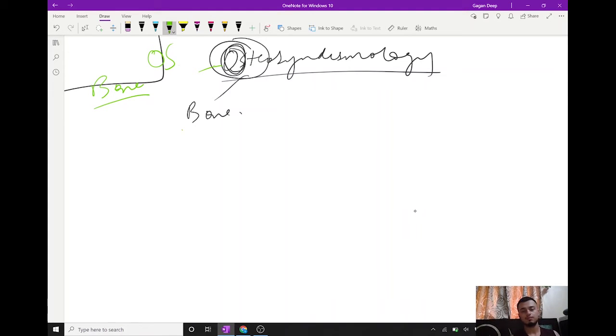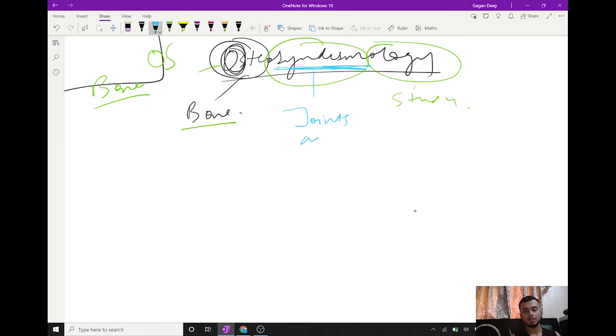Now, osteo is bone. Anything ending with logy is definitely a study. And what is syndesmo? Now you know syn, anything joining each other. Desmo, the same thing. Desmo is used to refer to ligaments. So syndesmo refers to the study of joints and its related structures.